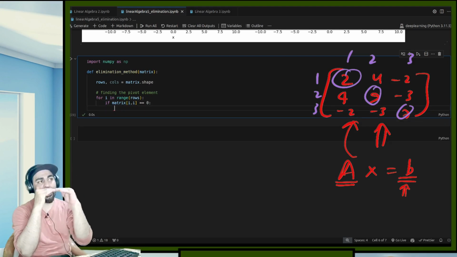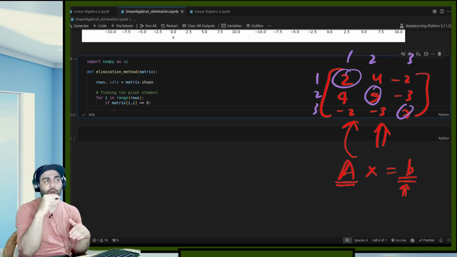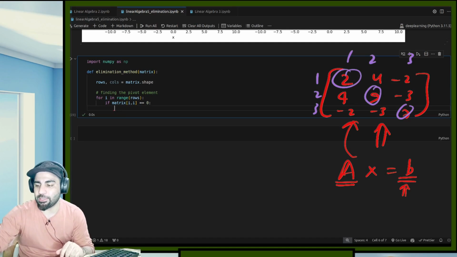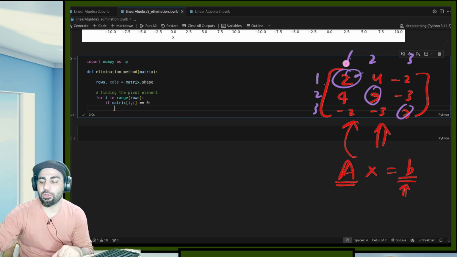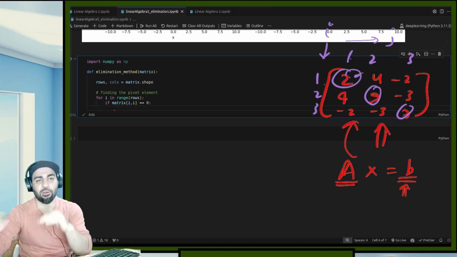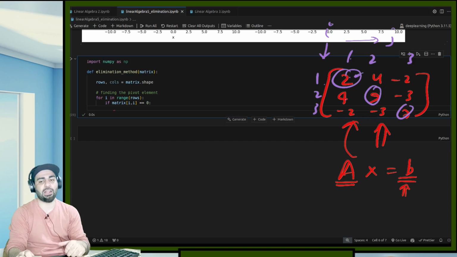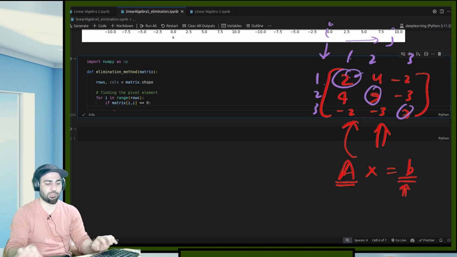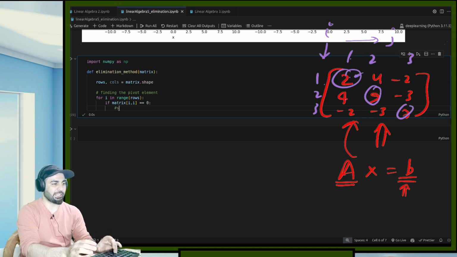So how to swap? I need to swap it with the below rows, but the element below that pivot should be non-zero. Let's suppose this 2 was 0. I have to swap it with 4, because 4 over here is non-zero. Now the number of rows is our i, and the columns are our j. I am keeping i constant, but I'm changing j, which goes through these. So I'll write ij, and swap this with ji. I'll have to swap these rows. So if this is the case, swap the rows.